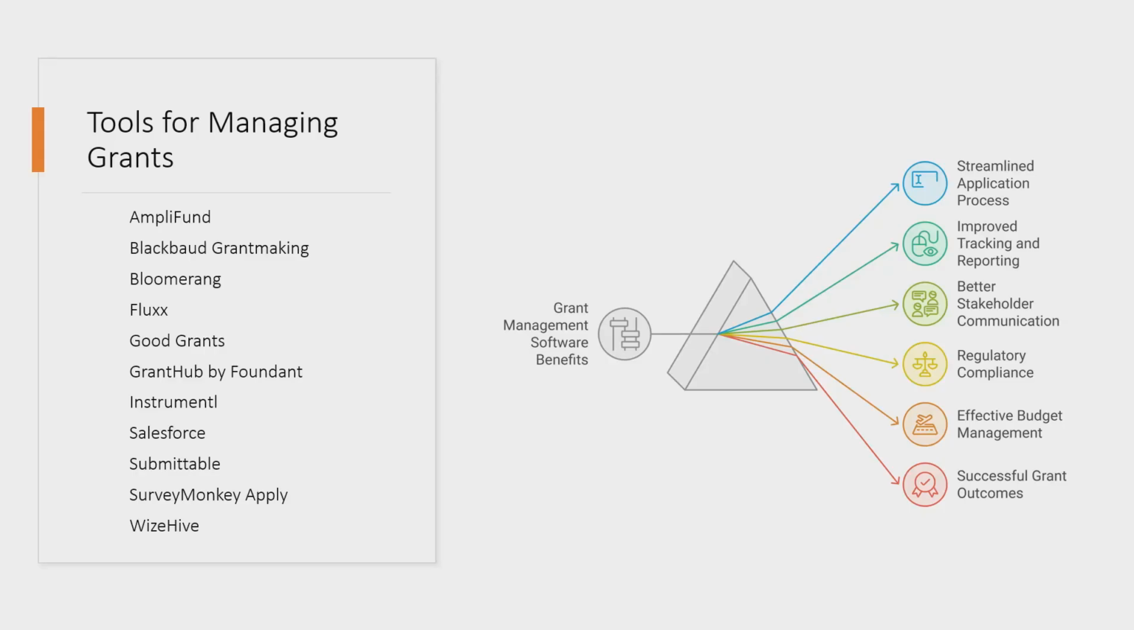To manage grants effectively, consider tools like Amplifund, Blackbaud Grant Banking, and Bloomerang. Platforms like Flux, Good Grants, and Grant Hub streamline the application process, improve tracking and reporting, and enhance stakeholder communication. Tools like Salesforce and Submittable support regulatory compliance and effective budget management, leading to successful grant outcomes.